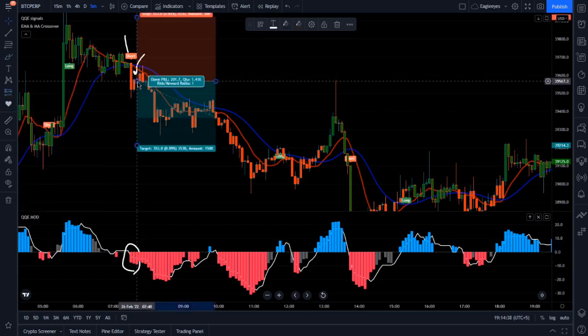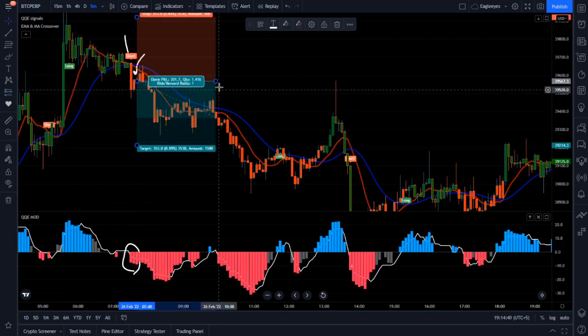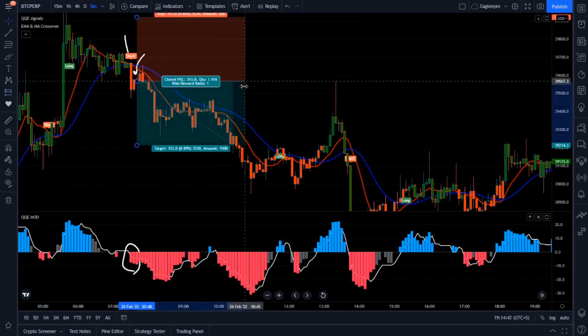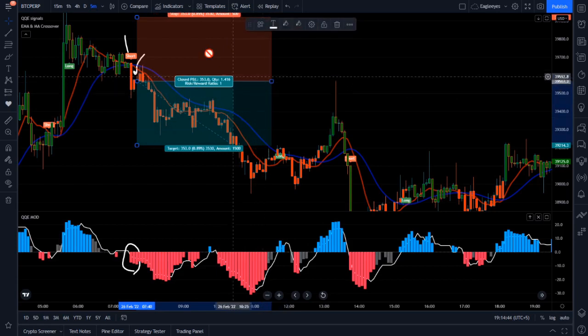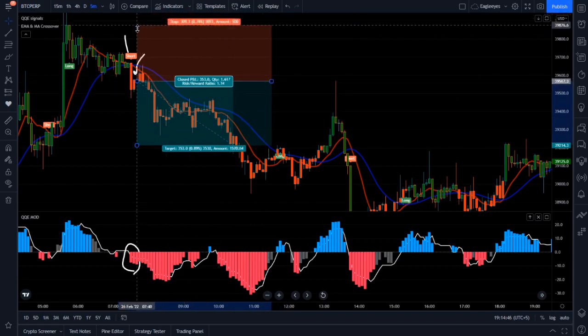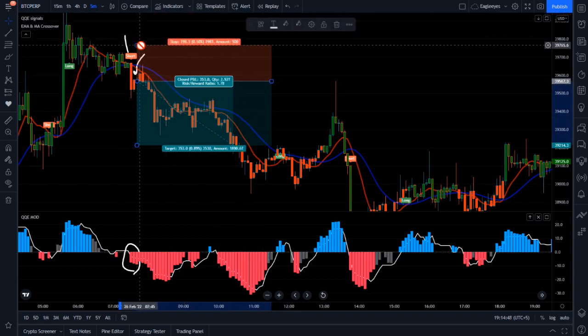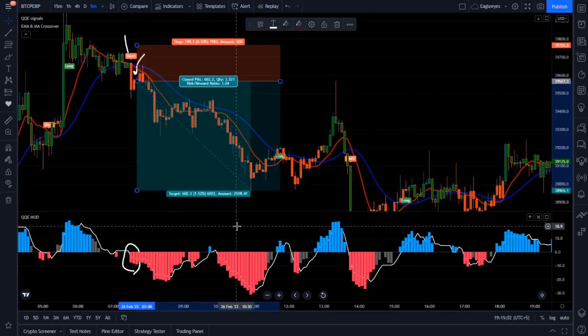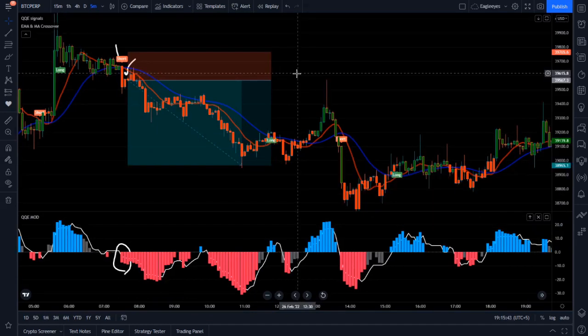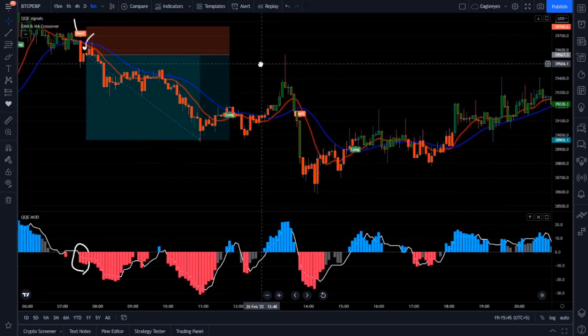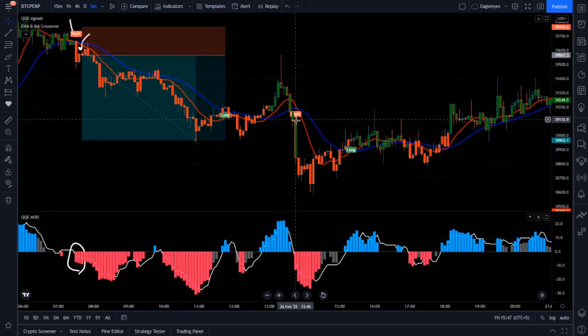We'll open a short position from here, and you can see we will hold until the next signal, and we will put the stop loss at the previous swing, or like I said earlier, at the previous two candles. You can then see here we got a good profit from this trade.